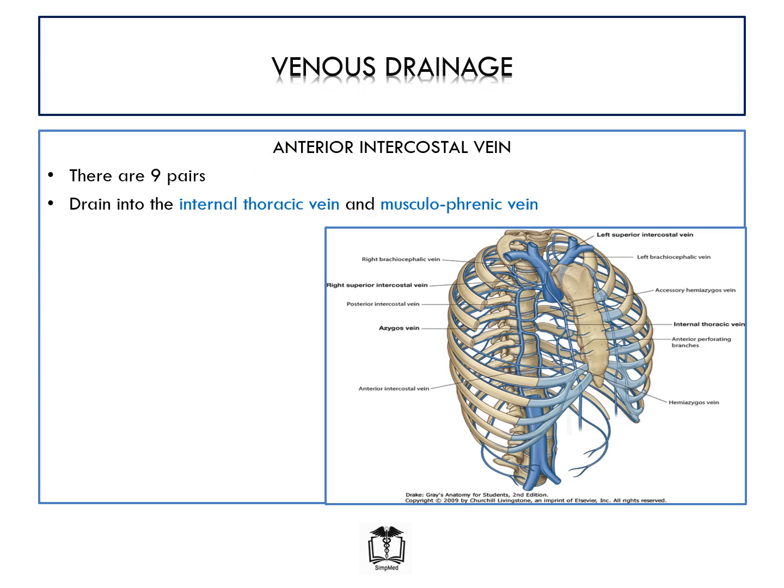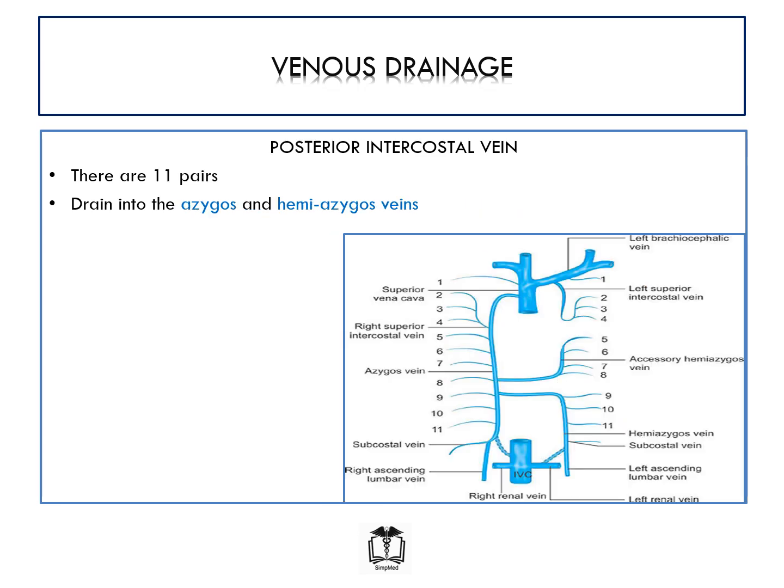So it is a very similar configuration to what we saw in the anterior intercostal arteries, and that is practically what we see in the anterior intercostal veins.